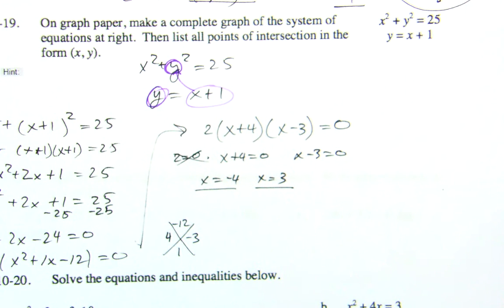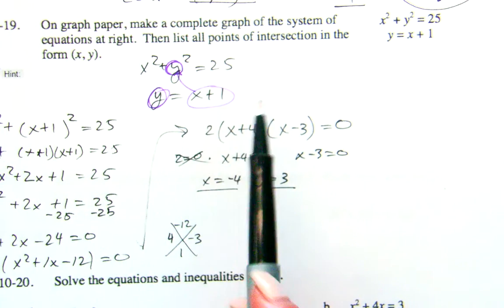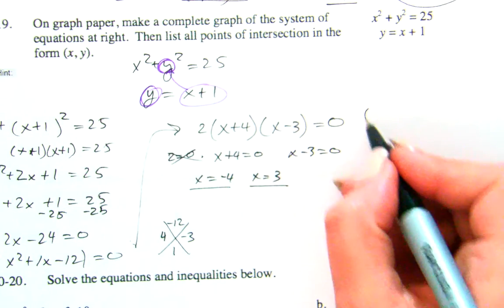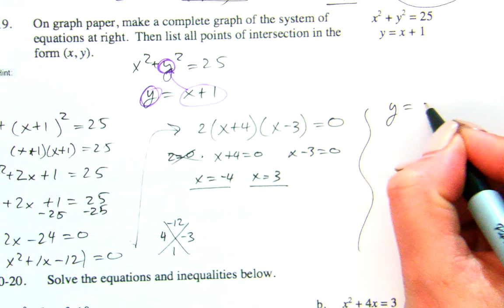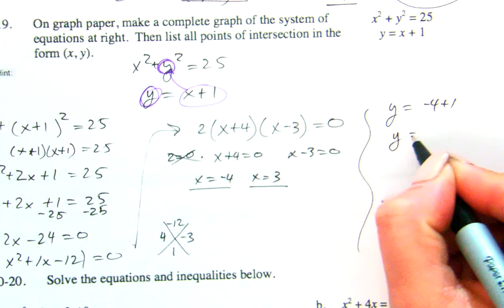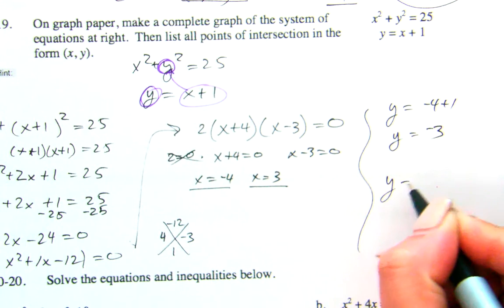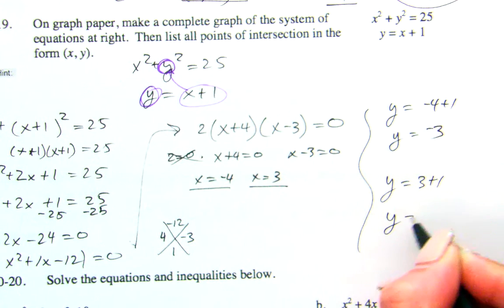And let's see, I'm going to plug them back in. So which one do I want to plug them into? The easy one. Yes, please. So we have y equals negative 4 plus 1, so y equals negative 3. And then we have y equals 3 plus 1, so y equals 4.